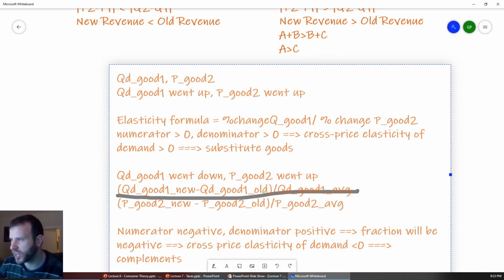So all this is to say is that cross-price elasticity of demand can tell you if it's greater than 0 that you have substitutes, if it's less than 0 that you have complements.